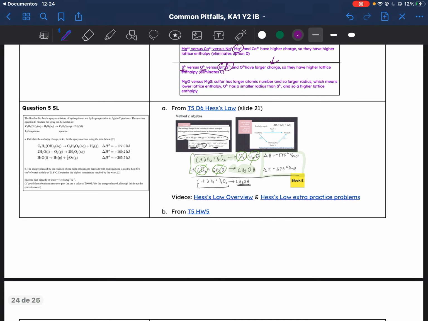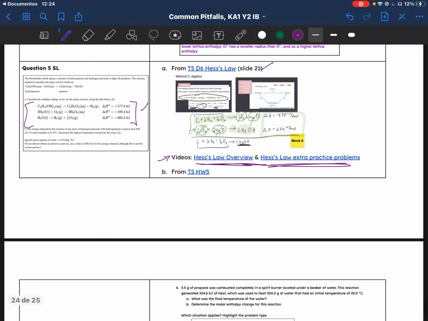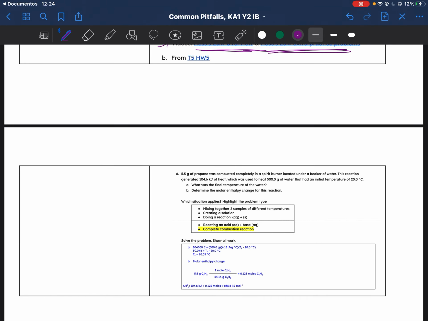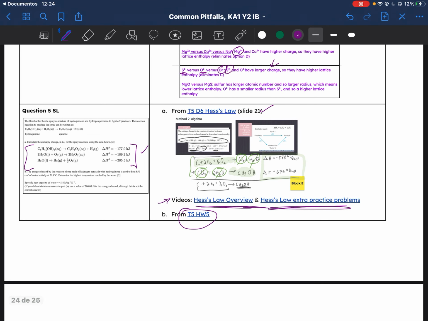All right, last little bit here, question 5, SL. This was just a basic Hess's law problem. We saw that on slide 21, T5, day 6. We did this together in Jamboard. I also made 2 whole videos on Hess's law. So if you're not sure about how to do Hess's law, go back to these videos and that will help you out there. And then in part B, this was very similar to the problem that we saw in T5 homework 5, where instead of having to calculate enthalpy, you actually had to calculate the delta, in this case TF, I think, in the assessment just delta T.